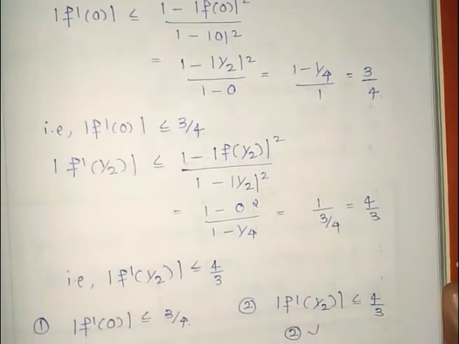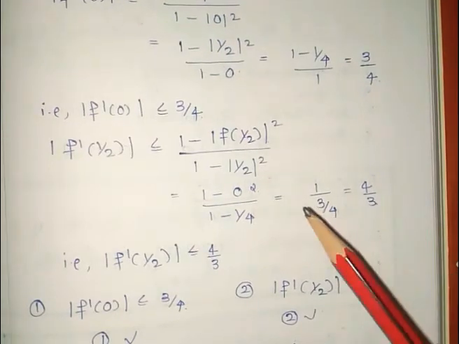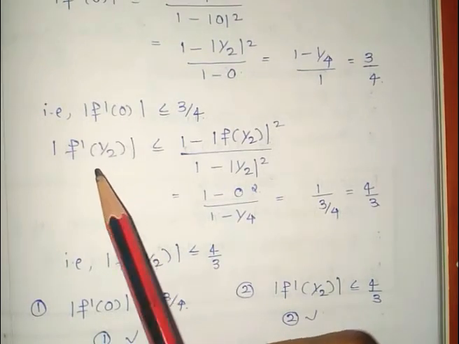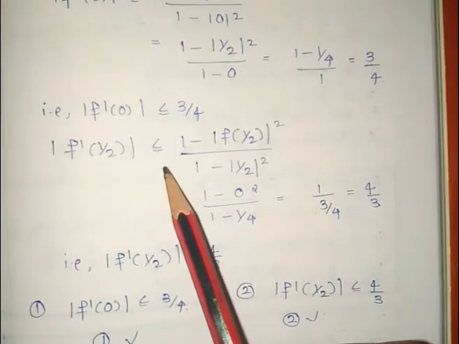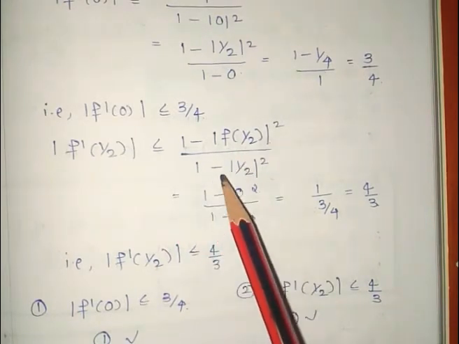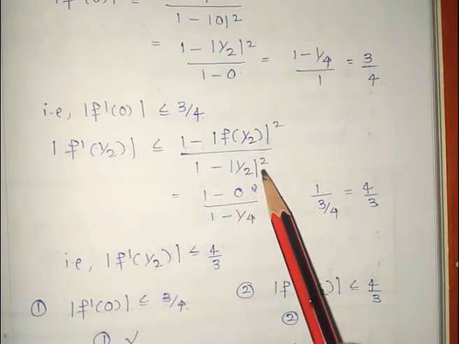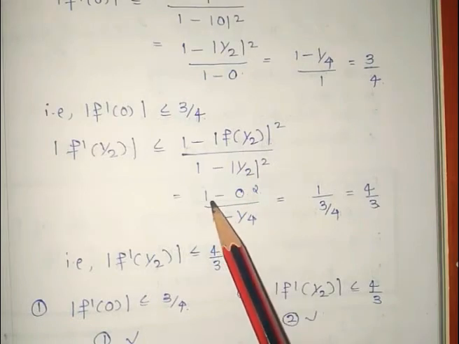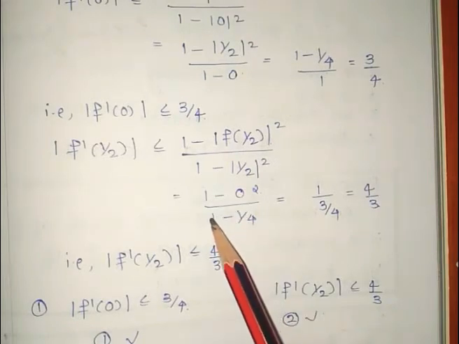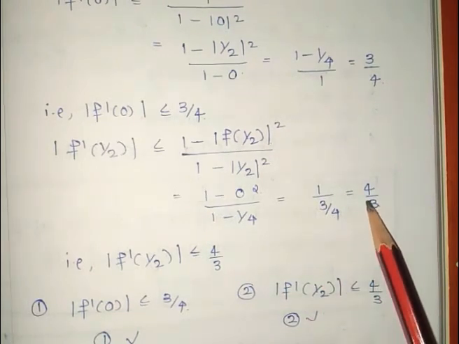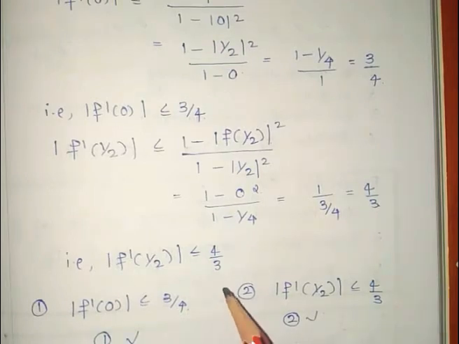Similarly, we can calculate mod f dash of 1 by 2, because it is given that f of 1 by 2 is equal to 0. So by Schwarz-Pick lemma, we have mod f dash of 1 by 2 is less than or equal to 1 minus mod f of 1 by 2 all square, whole divided by 1 minus mod 1 by 2 all square. Which is equal to 1 minus 0 square, because f of 1 by 2 is equal to 0. So which is equal to 1 minus 0 square whole divided by 1 minus 1 by 4, which is equal to 1 by 3 by 4, which is equal to 4 by 3.